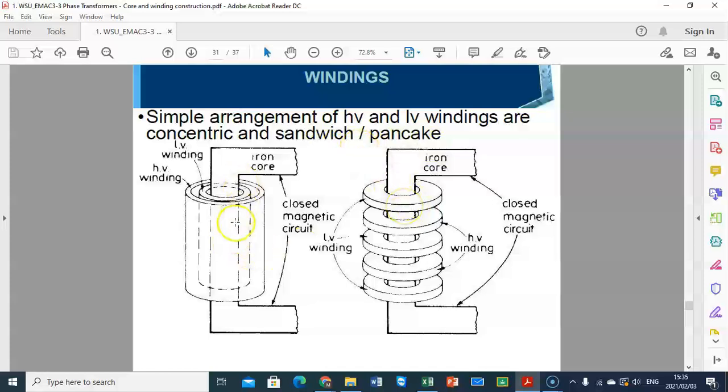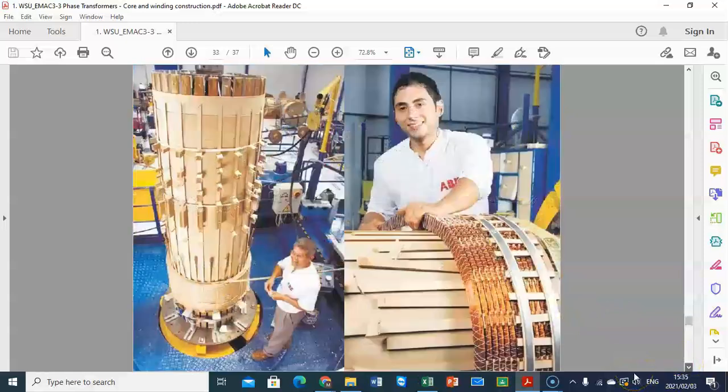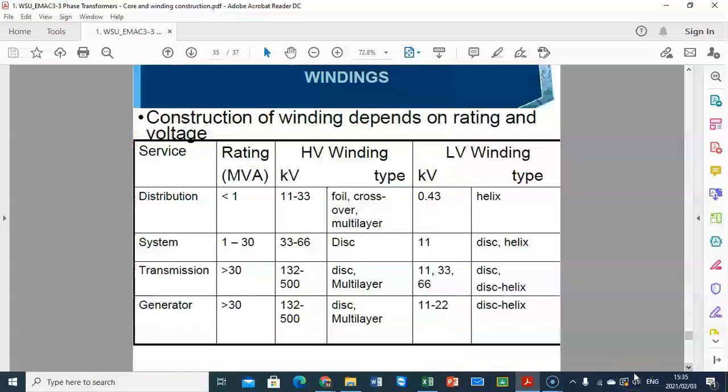As you see, we have primary and secondary on the same core to make sure that the flux going through the primary is linking the secondary, and we are also reducing the leakage flux. Here again it shows how the winding is bonded and how we are building the transformers. The pattern of winding depends on the rating and the voltage that we use the transformer for. So we can have different kinds of transformer.